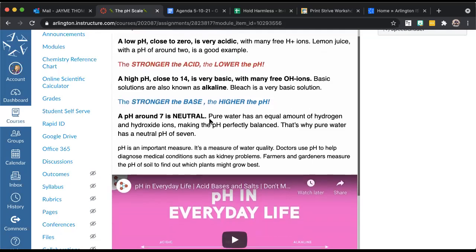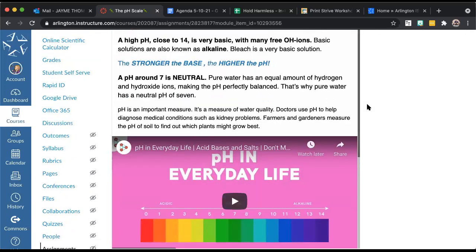The reason that 7 is neutral, and pure water is pretty much one of the only things that's neutral, is because acids by definition have extra hydrogen ions, H+. Bases by definition have extra hydroxide ions. If you have equal numbers of hydrogen and hydroxide, that H and that OH, they're going to combine and make H2O. So pure water, not tap water or salt water, just pure water that only has H2O, is going to be neutral because all of the hydrogen and hydroxide ions are equal. And so they all combine together and make those water molecules.